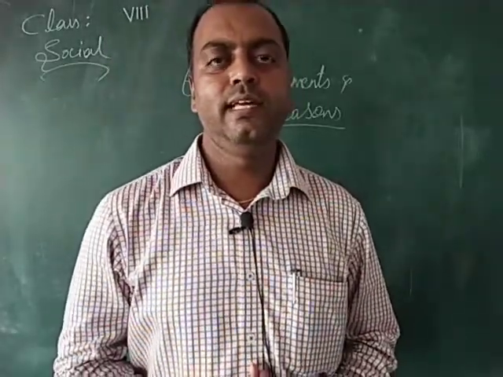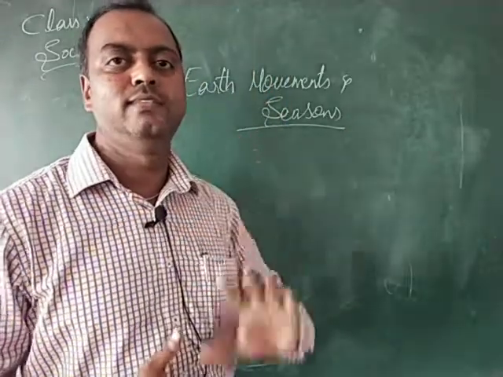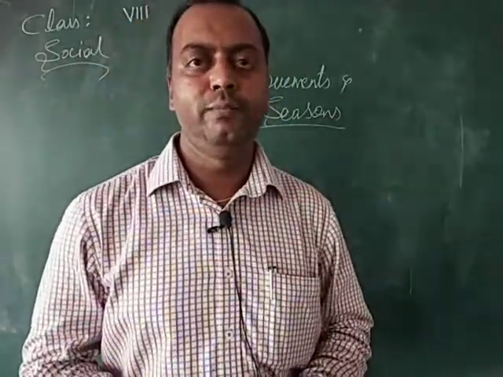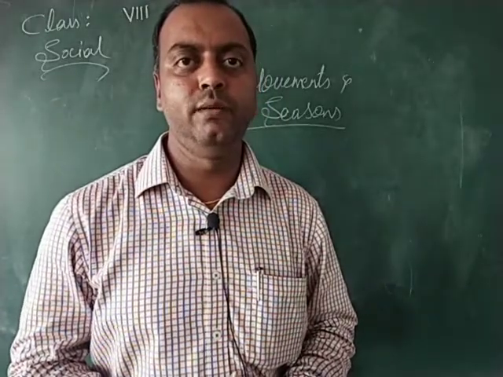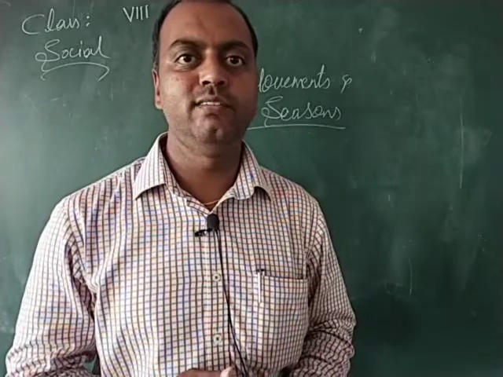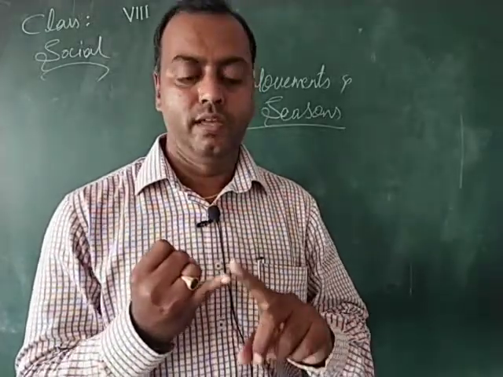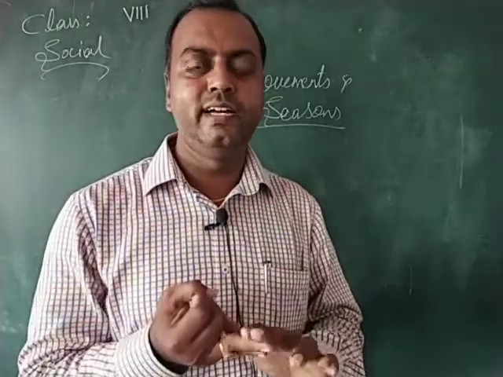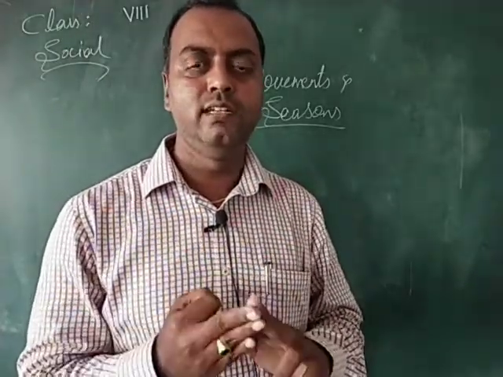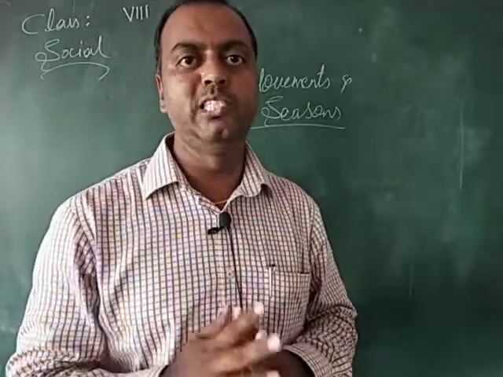Children, in the earlier class, we have learnt about the earth movements and the seasons, how they occur. Let me quickly recapitulate what we have seen in the previous class. We learnt about the 4 factors which influence the occurring of the seasons. The first reason was the curvature of the earth, second reason was the rotation of the earth, third reason was the tilt of the earth, and fourth factor was the revolution of the earth.